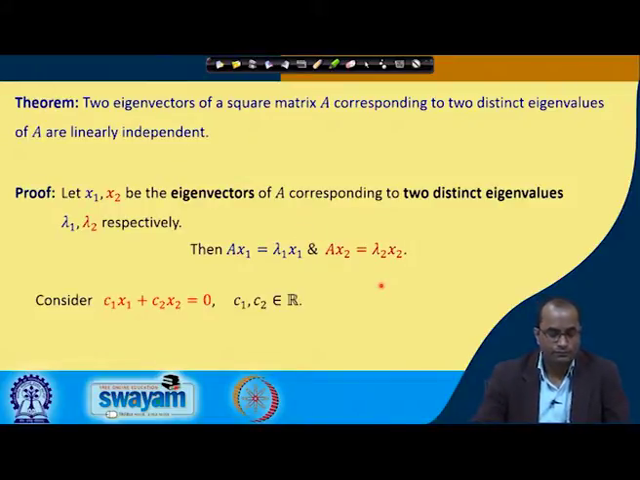And now, what we actually want to show is that x 1 and x 2 are linearly independent. So, for that we will consider this linear combination C 1 x 1 plus C 2 x 2 is equal to 0.